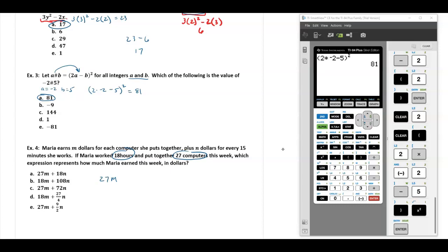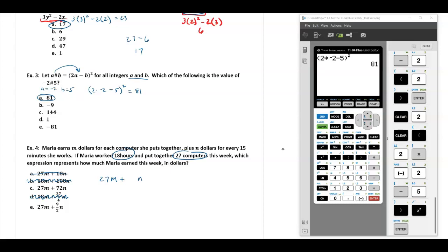So right away, I'm just going to eliminate the answers that don't make sense. Now I've narrowed down my choices so that I have a 1 in 3 chance versus a 1 in 5 chance. So what do I go to next? Well, I know I'm going to add how much she makes for every 15 minutes. Well, we know it's going to be like N dollars times something. Well, we know it can't be 18N because that's hours and she gets paid N dollars for every 15 minutes. So that answer doesn't make sense.